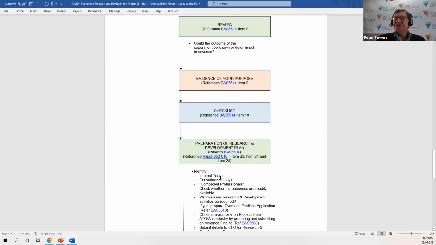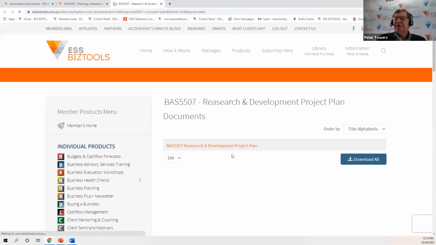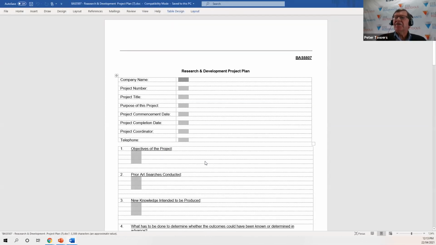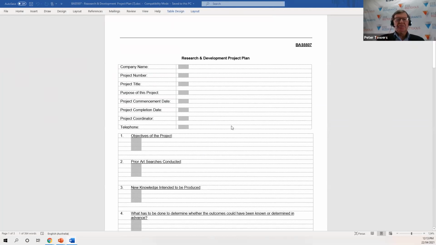And we have a form which is the research and development plan. Now, this is not required by the legislation for companies with turnovers under $20 million, but we are recommending it because it is part of the systematic progression of an activity. We think it's very important that a research and development project plan is prepared for submission to the board of directors.